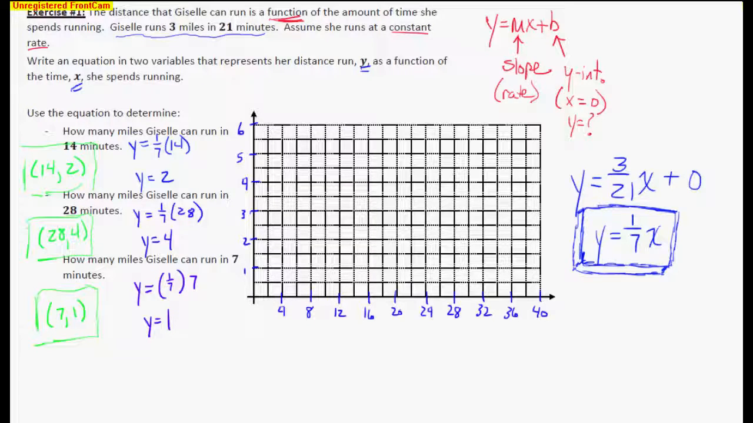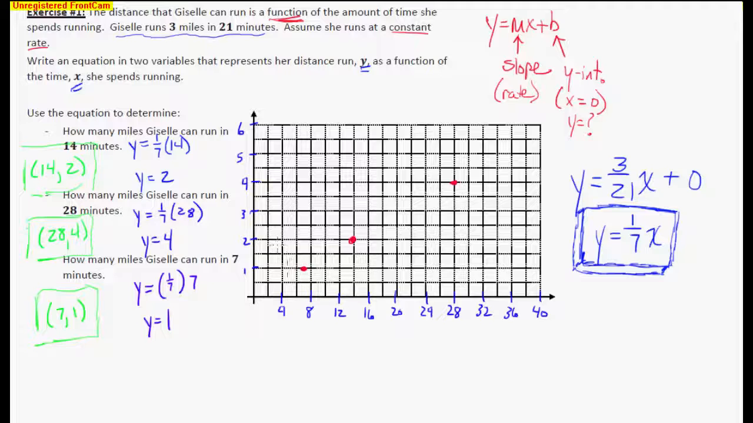And then I'm just going to graph these points, and I'm going to do my best to connect them with a line here. So 14 comma 2, that's right there. 28 comma 4 is way over here, and I need to go up to 4. So right there. Okay, and what do we got? One more. 7 comma 1 is actually going to be in between 6 and 8 comma 1, and it looks like they're going to line up.